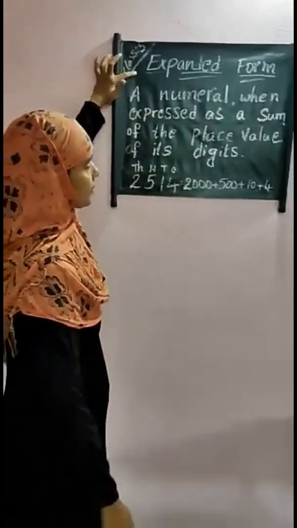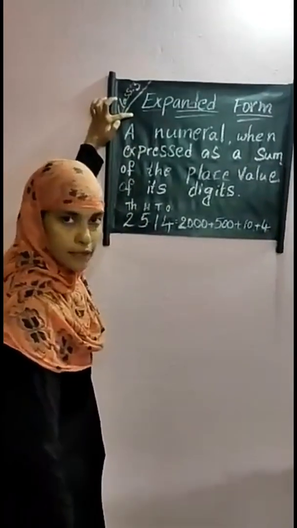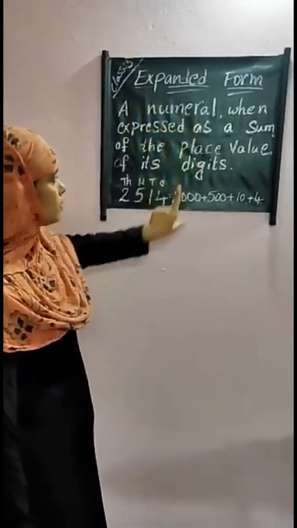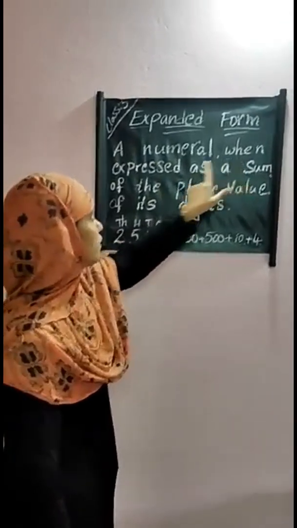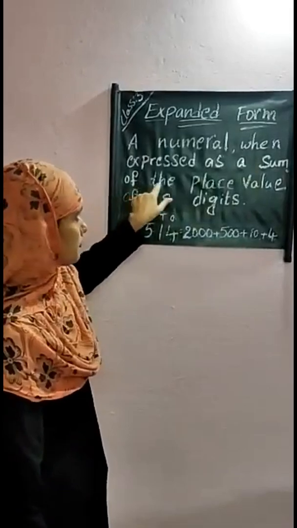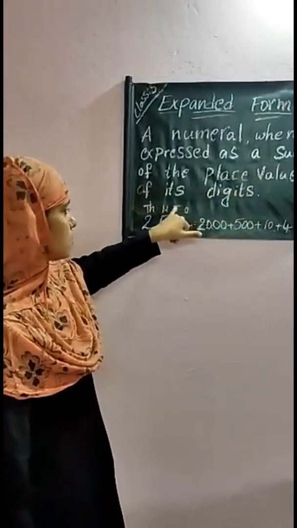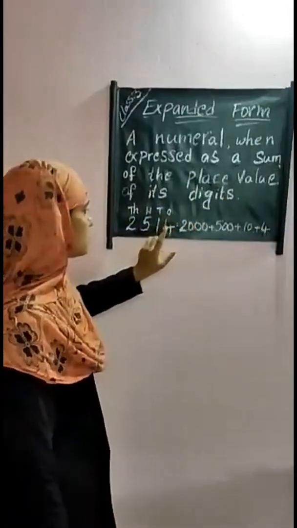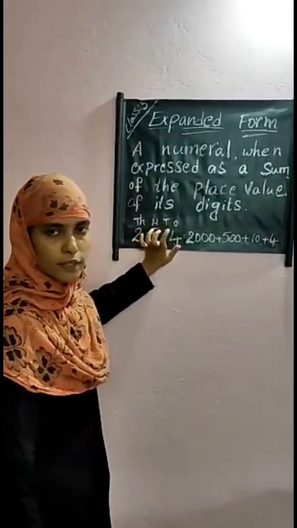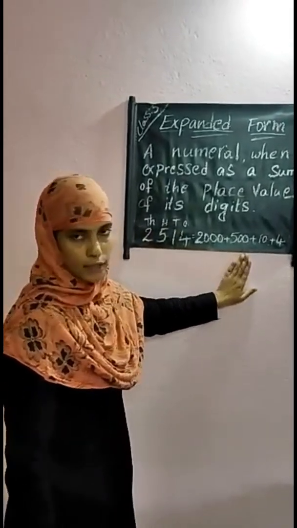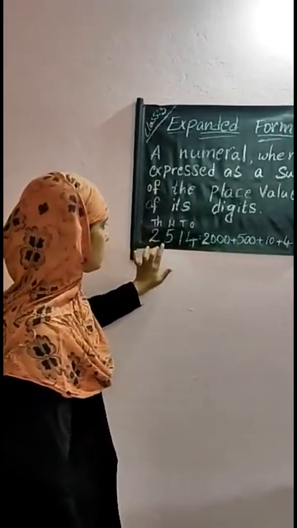Today our topic is maths: expanded form. What is expanded form? Expanded form is a numeral. Numeral means a number written as a sum of the place values of its digits. According to the place value, if it is written, then it is called expanded form.